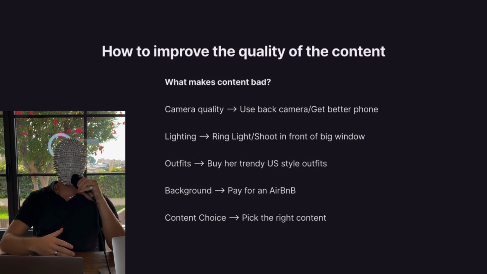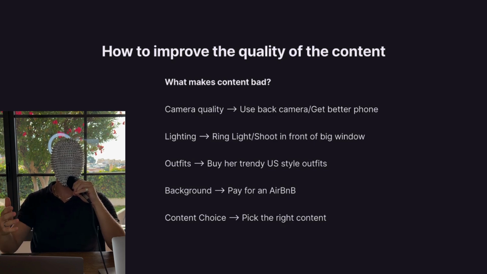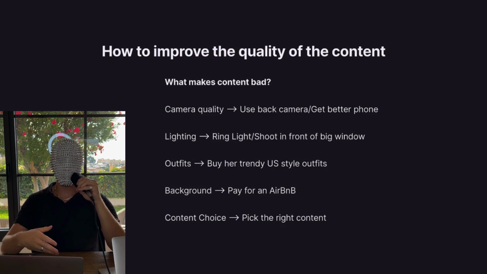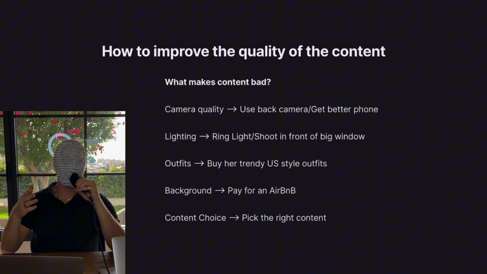And if the outfits are a problem, let's say the outfits are just not looking aesthetic in some way, you just need to buy her trendy US style outfits, crop tops, short shorts, anything trending from Shein at the moment, or niched style outfits that actually make the videos more interesting. And if the background is bad, you can simply just pay for an Airbnb. So usually if the content is bad, it means that your model is in South America somewhere, which to your advantage means that 5-star, 4-star hotels are under $100 a night, which means you can ask your model to visit one of these places and shoot content for the weeks ahead.